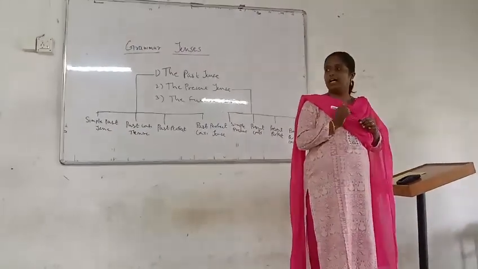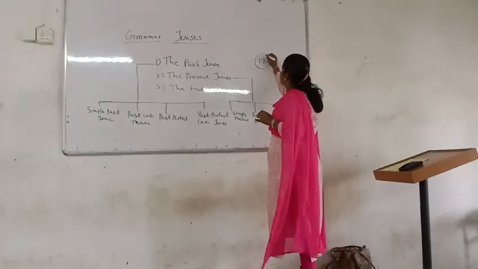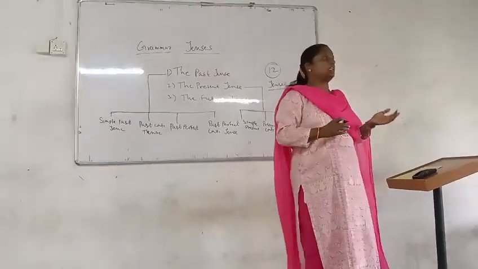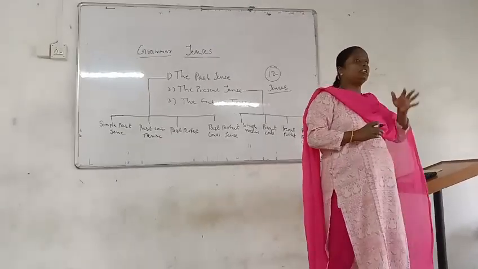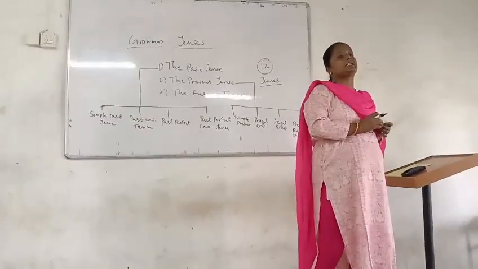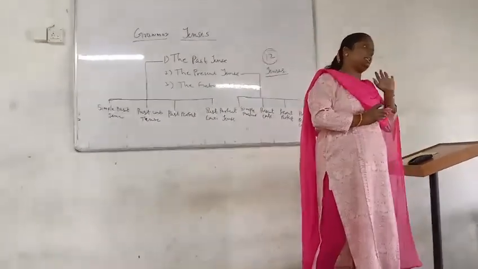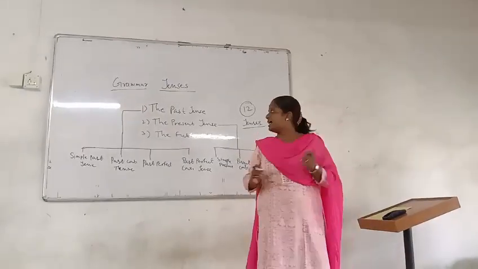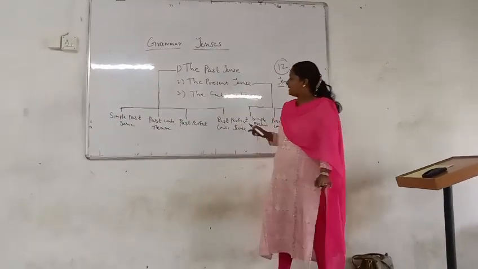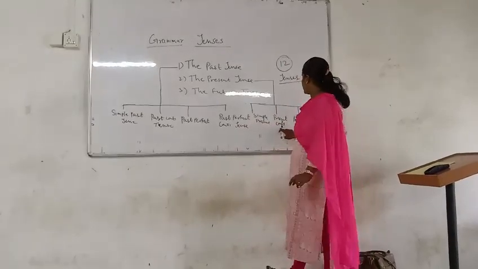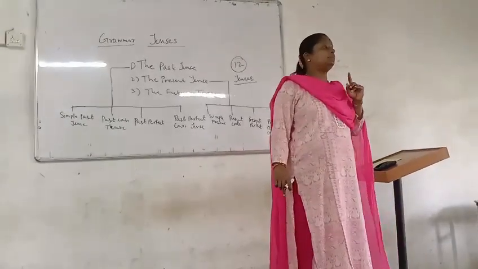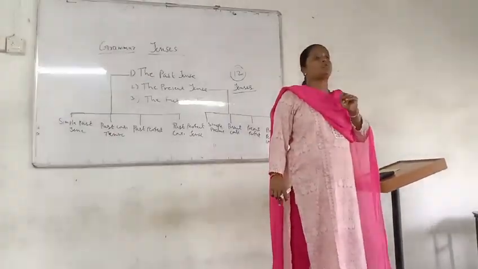How many tenses in total do we have? 12 tenses. But do you know, out of the 12 tenses, in speaking and at the time of writing, actually we use 8 tenses in sentences? Which are they? The first 3 of past tense, that is simple past tense, past continuous tense, past perfect tense. Of present 3, that is simple present, present continuous, present perfect. Of future 2, which are they? Simple future and future perfect.